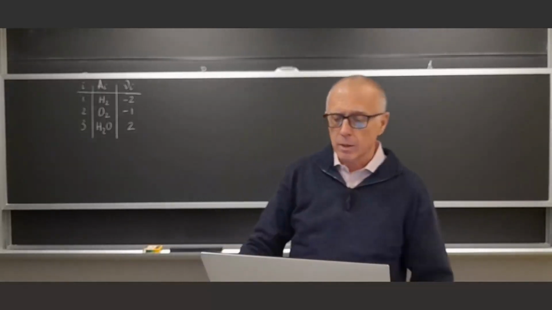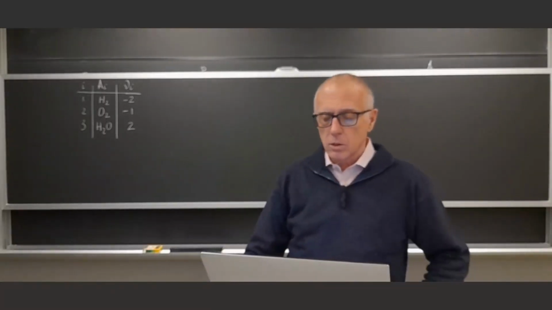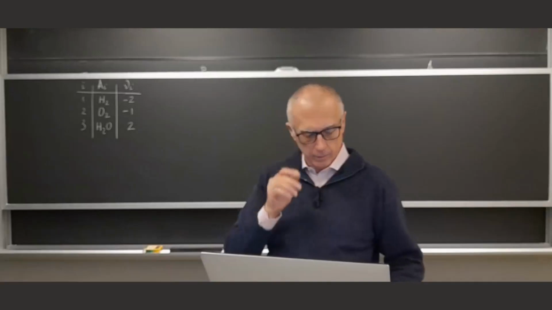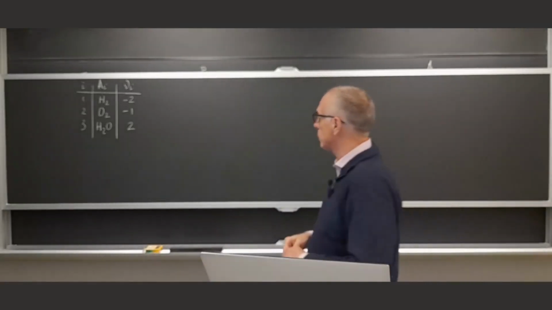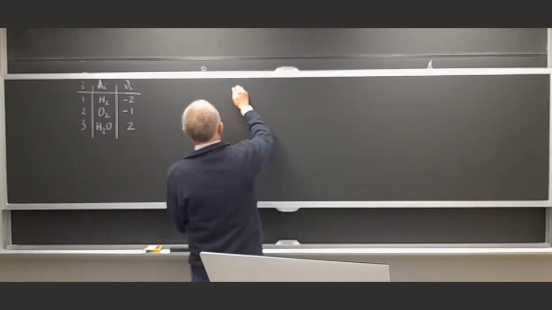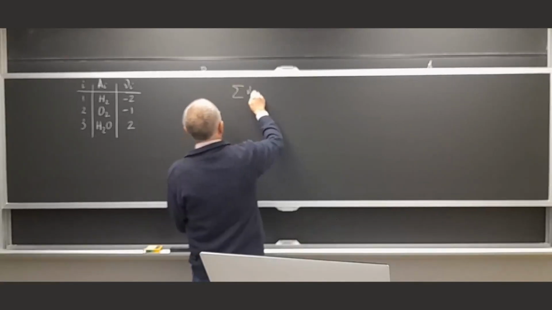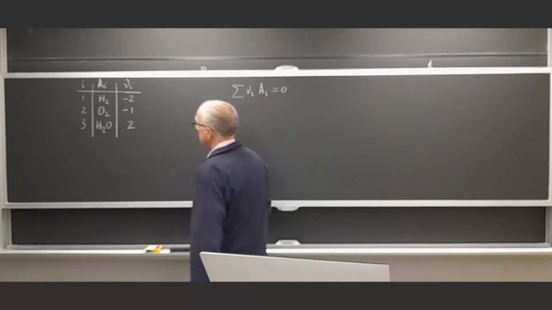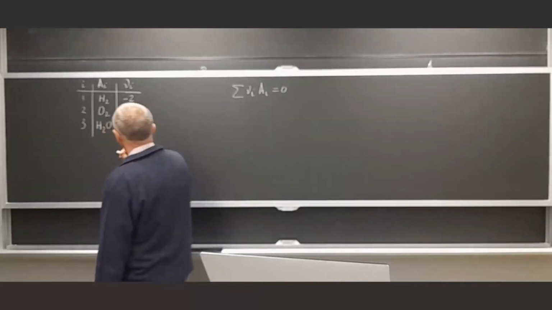And then you see that this equation that represents the chemical reaction mechanism translates into this summation, which we can write in the summation way. The advantage of that is that, so I have, say, this for my first reaction.